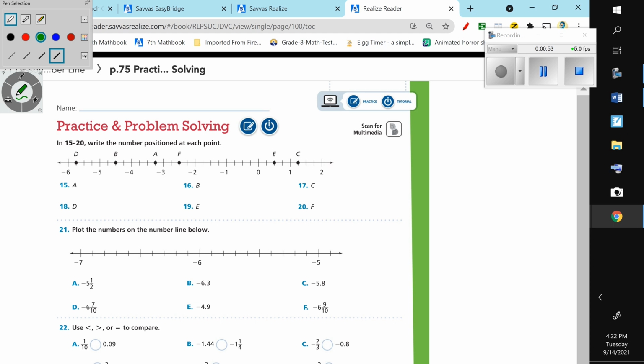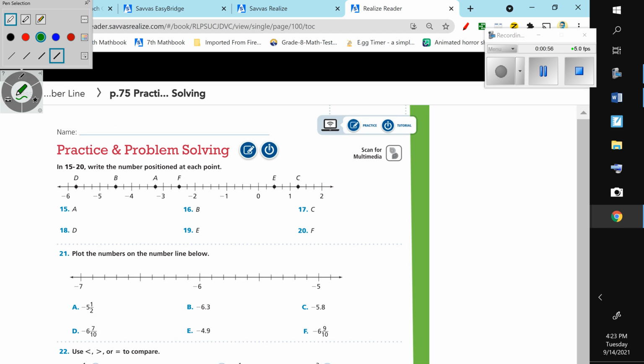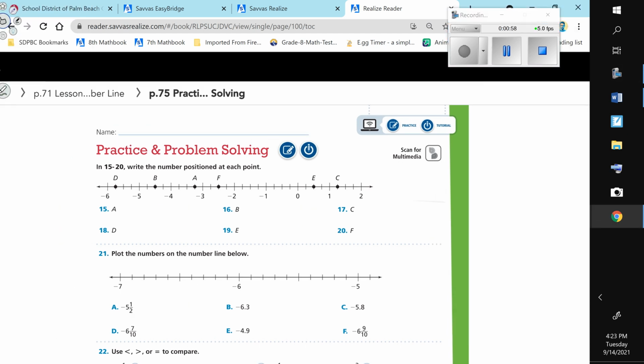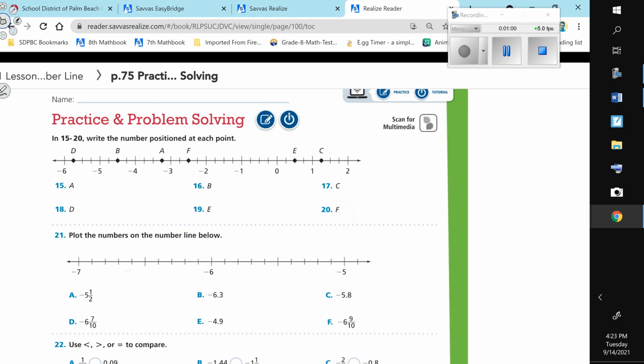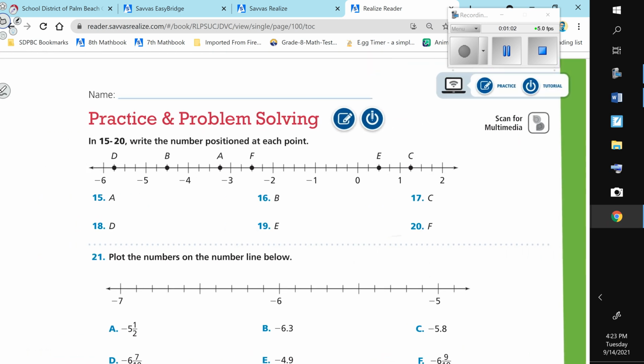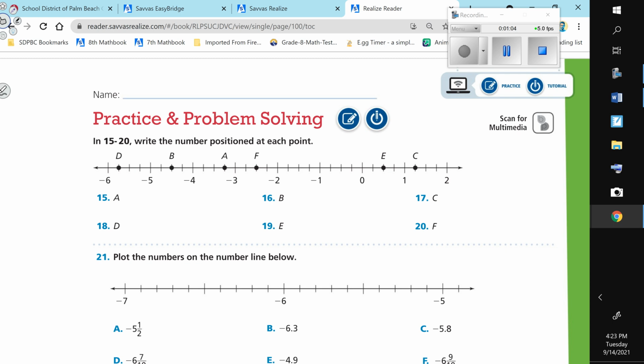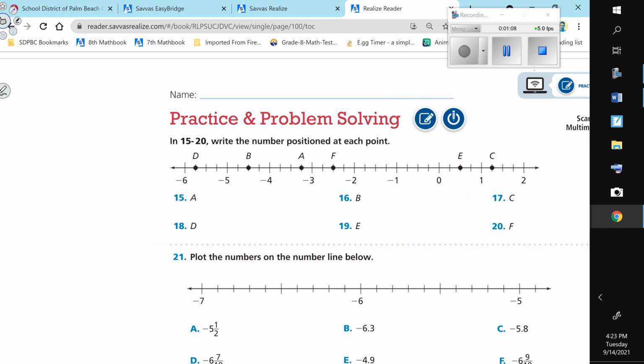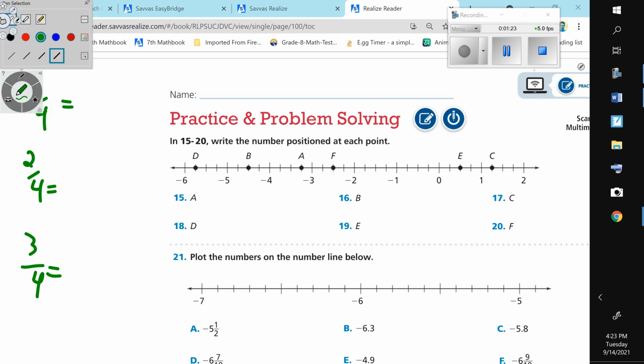Before we do that, I'm going to make a little cheat sheet. If I haven't already told you this, it's going to be really helpful for you guys. You're going to have your name there, so let's put it on the left side. You should know what 1/4, 2/4, and 3/4 equal as a decimal. You should know what those equal.